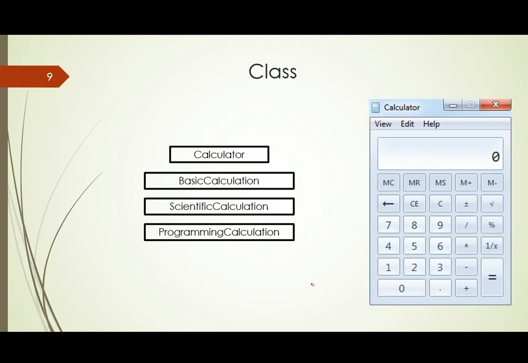So let's say you have a calculator application and you want to use classes. What you can do is separate your logic into separate classes. Let's say you have basic functionality, so you put that in a basic calculation class. And you have a scientific calculation part, you put that into a scientific calculation class. This way you can organize your code. This is the purpose of the class.